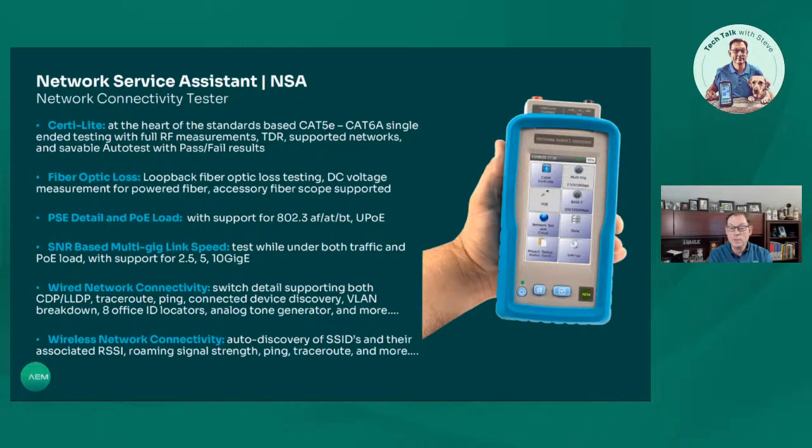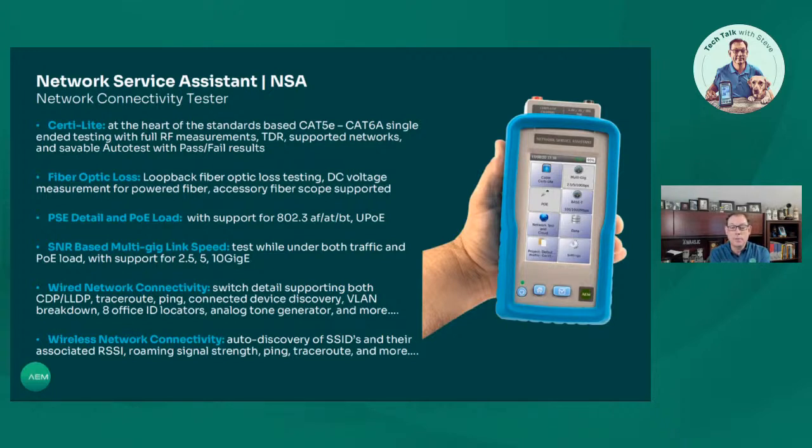PSE detail and PoE load testing. So just like Test Pro, we do the PoE load test. We also do the SNR-based multi-gig link speed test. So up to 10 gig, we can measure SNR under PoE load and under traffic load. So we'll talk about that. Wired network connectivity, we can do network discovery, we can do switch detail, look at VLANs, give you quite a bit of information about the network to which you're connected, and we'll go through that here momentarily as well.